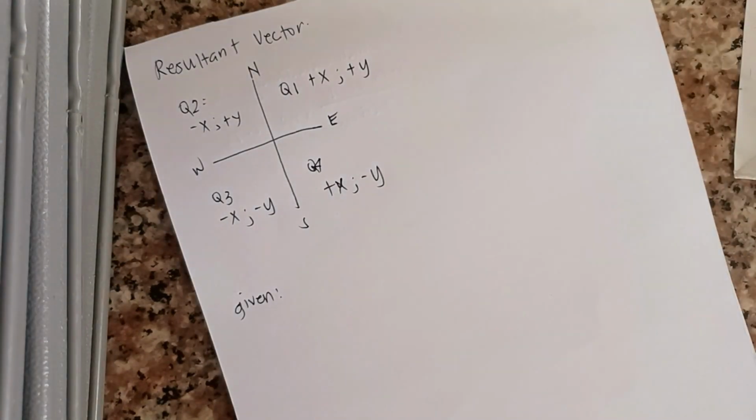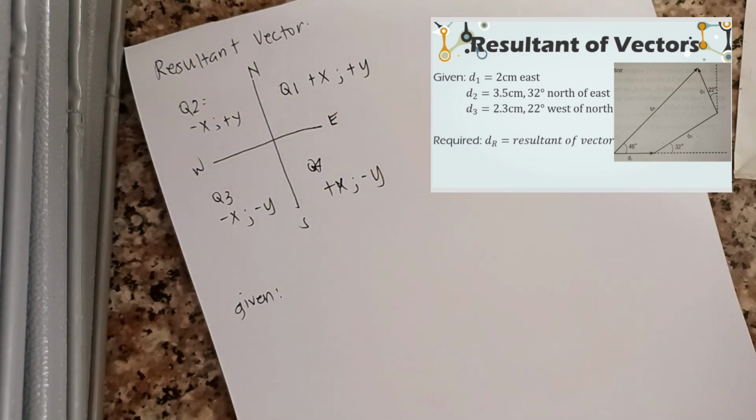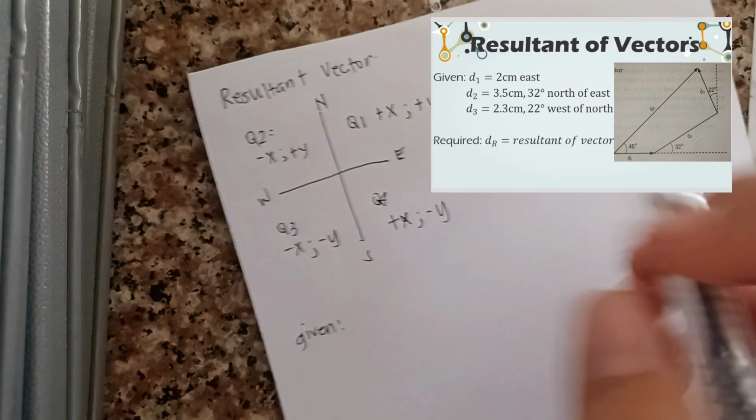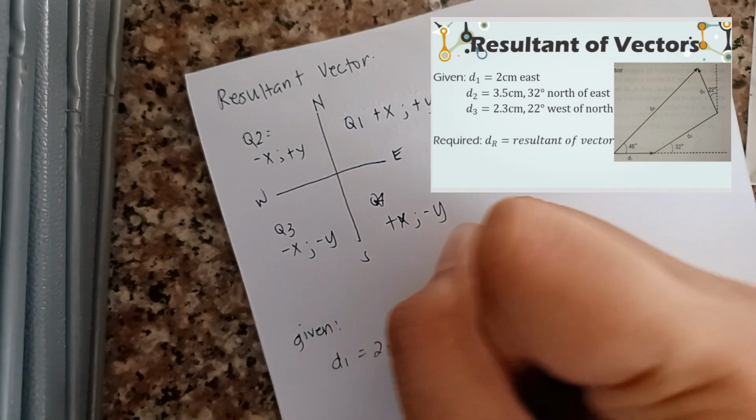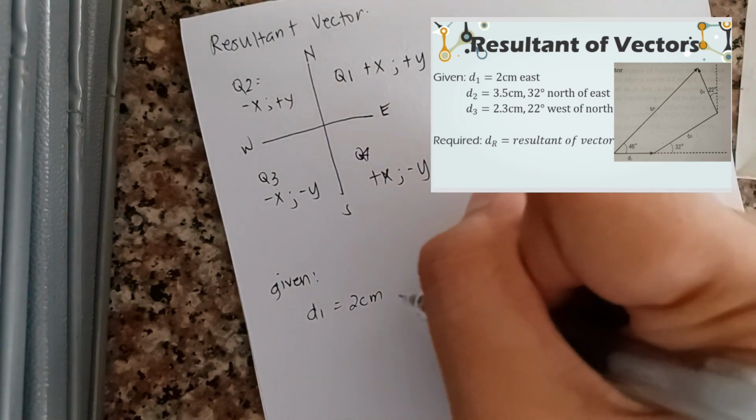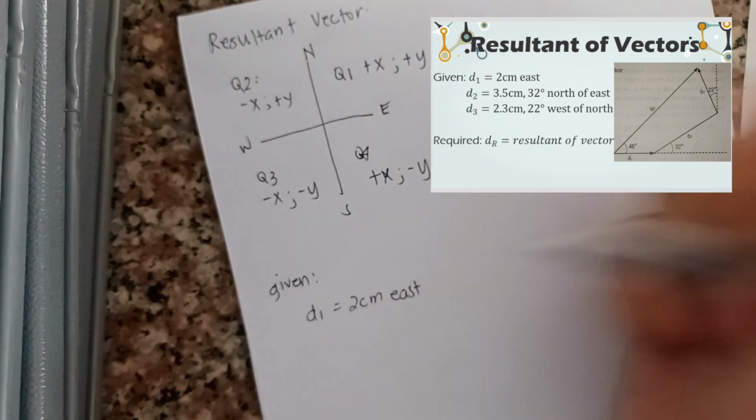Okay, so now let's try to solve for the resultant vector based on the given. So, ang ating D1 ay 2 centimeters.